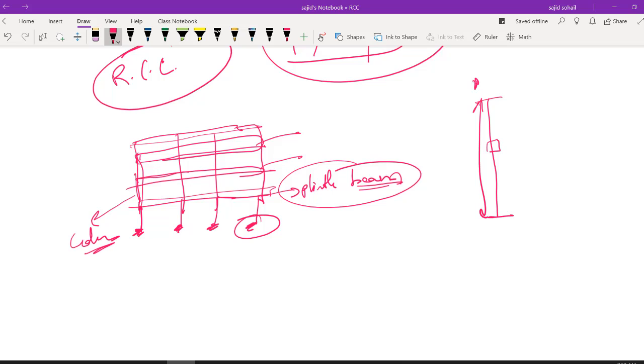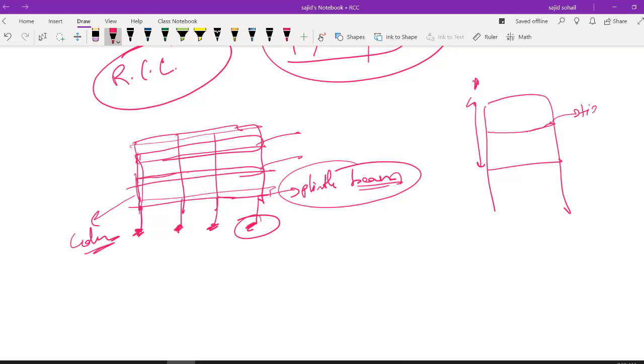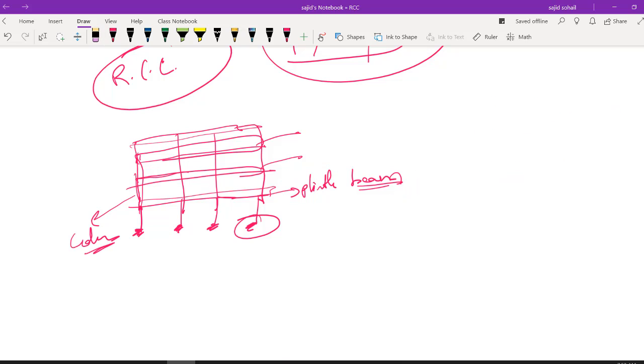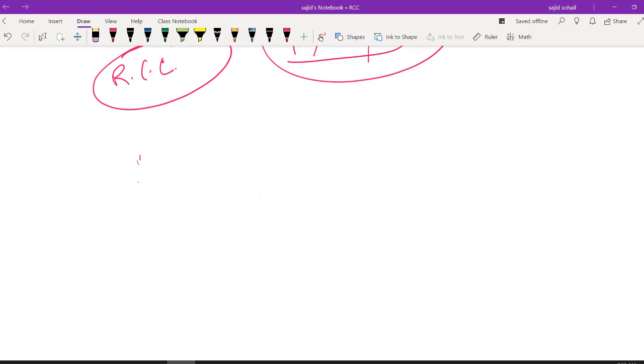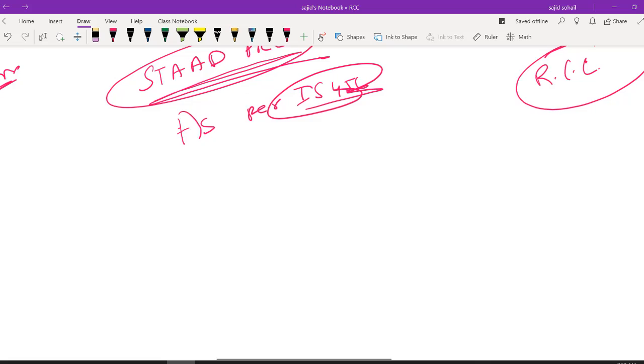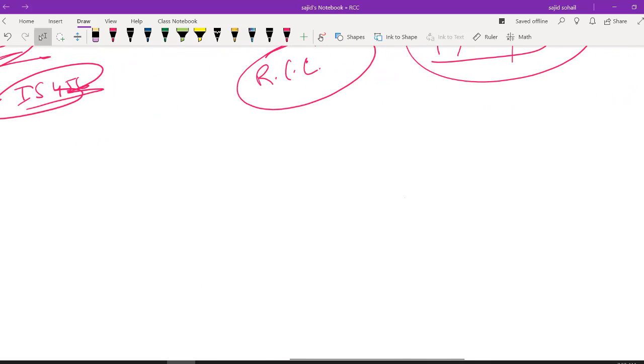I will be calling it as tie beam. If in a structure the floor difference is very high, I will go for one tie beam also. So these are the various beams you will be having in a building: plinth beam, tie beam, and obviously beams at various floor levels, and there will be columns, footings, and a slab. These are the basic things you should have in your building.